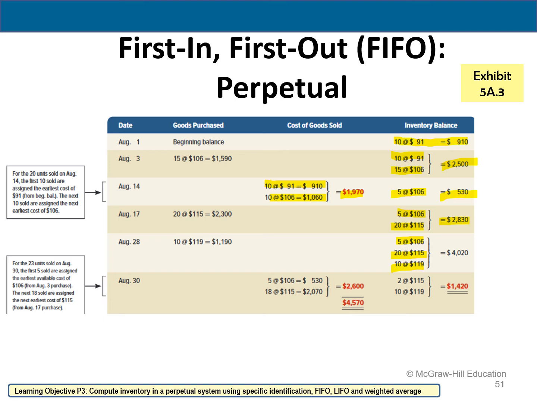So the first in, first out, we're going to sell our 5 left over from our August 3rd purchase. Then we're going to sell 18 of our 20 from our August 17th purchase at 115. So our cost of goods sold is 2,600. Then we have 2 left. We have 2 left at the 115 because we sold 18 of the 20. We have 10 left from our August 28th purchase. We haven't sold any of those. And so 2 times 115 plus 10 times 119 gives us ending inventory of 1,420. Our total cost of goods sold, 1,970 plus 2,600, is 4,570.